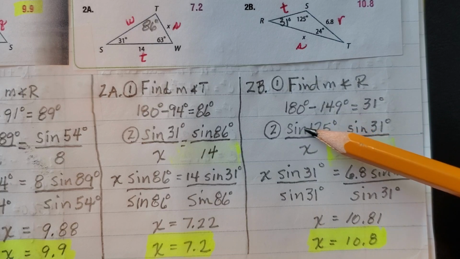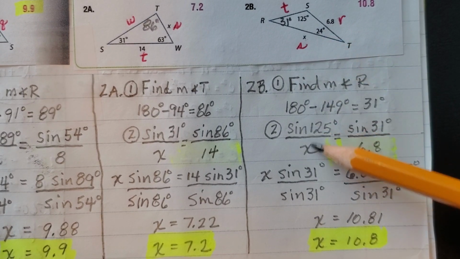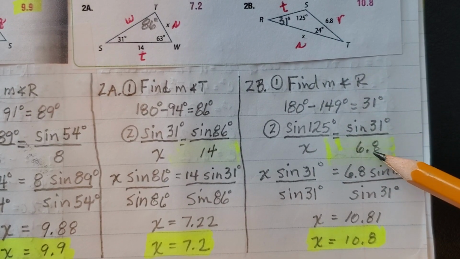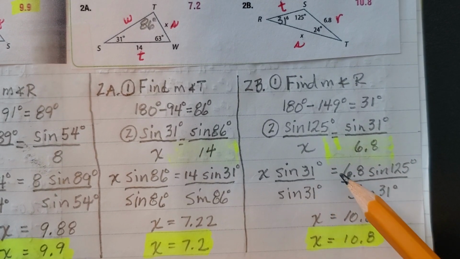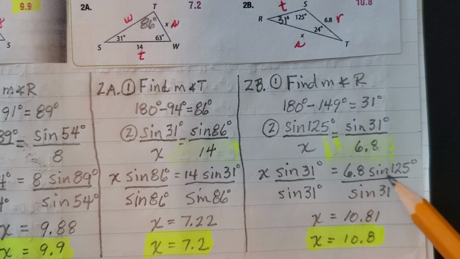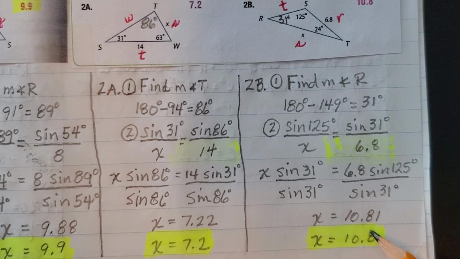So now I set it up: the sine of 125 over x. I always like to do the x part. It equals the sine of 31 over 6.8. Product of the means is x times the sine of 31 equals the product of the extremes, 6.8. Always put that first: sine of 125 divided by the sine of 31, and you get 10.81, or 10.8.